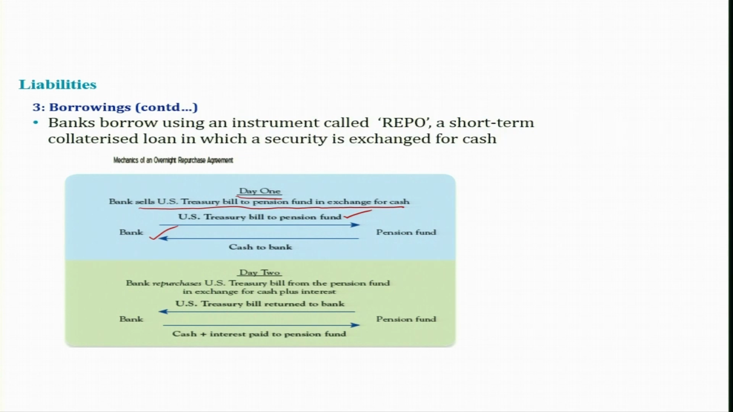In day 2, they make a repurchase. That means the bank repurchases the US treasury bill from the pension fund in exchange for the cash plus interest. So that will happen on the second day. In return, the bank will be giving the principal plus the interest paid to the pension fund. So this is how a repo agreement works.